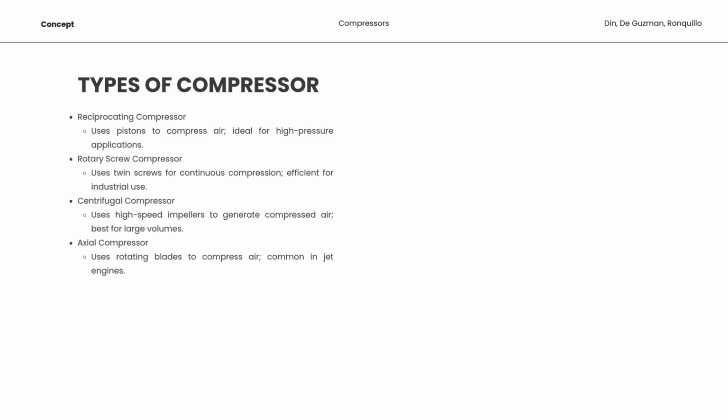Centrifugal compressor. It uses high-speed impellers to generate compressed air. It is best for large volumes. And lastly is the axial compressor. It uses rotating blades to compress air. It's common in jet engines.